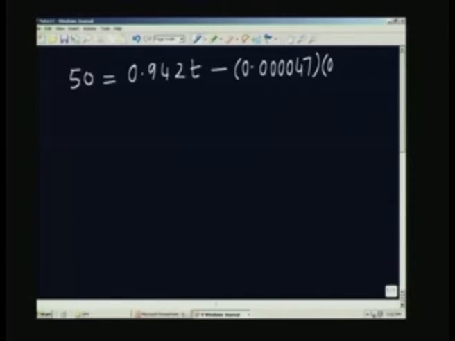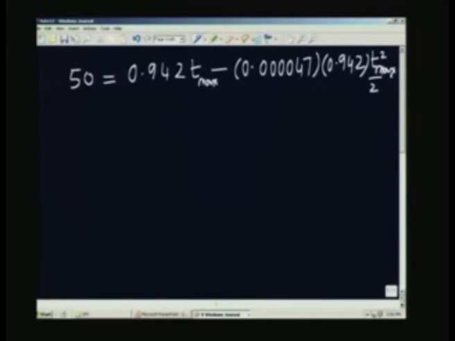So the equation is T max minus T naught is 50. That must be equal to 0.942 into t minus 0.000047 into 0.942 multiplied by t squared by 2, where t is t max. That is the period for which the heat flux sensor can be used without exceeding the temperature which is specified.